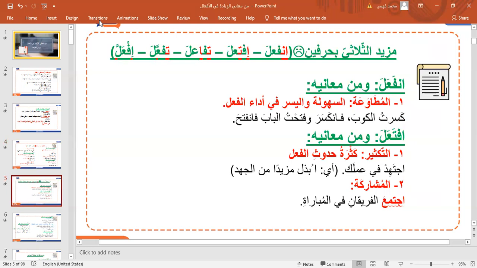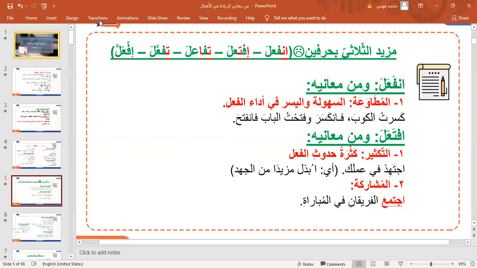So in infa'ala, this has one meaning that there's ease in doing the verb. The fa'il is absent. For example, kasartu al-kub, I broke the glass. Inkasara means the glass was broken, but we don't know who did it. It's unclear as to who the fa'il was.